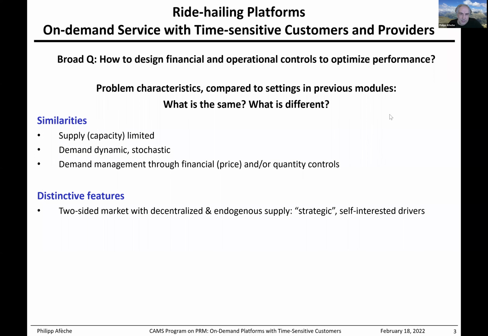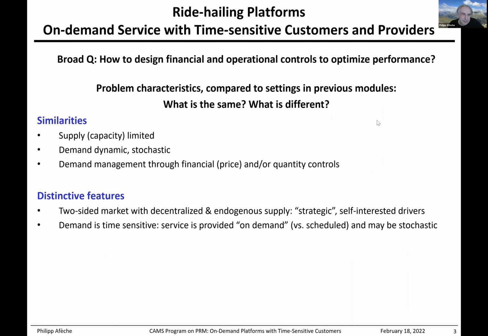But there are some distinctive features. For one, at least in many settings, not in all settings, the supply side is not governed by a single entity, but the control is decentralized in some sense, right? You have strategic self-interested drivers, and so that gives rise to decentralized supply decisions. The platform can influence them and tries to, of course, but in the end, drivers still have a lot of decisions to make that will affect the supply.